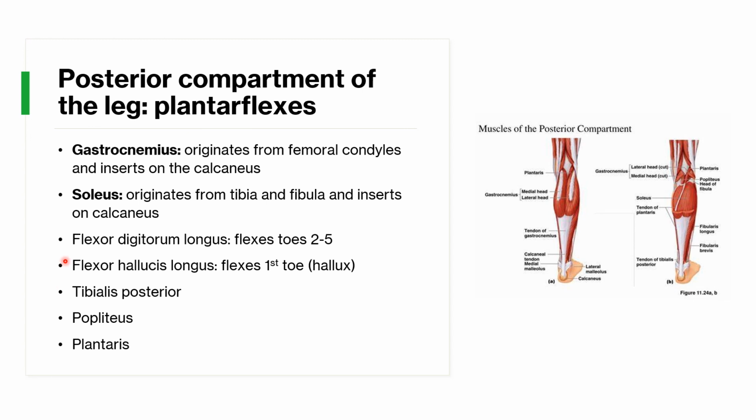Other muscles include the flexor digitorum longus, flexor hallucis longus, tibialis posterior, popliteus, and plantaris. But the ones I care about are the gastrocnemius and soleus. Those are the two most functional muscles.